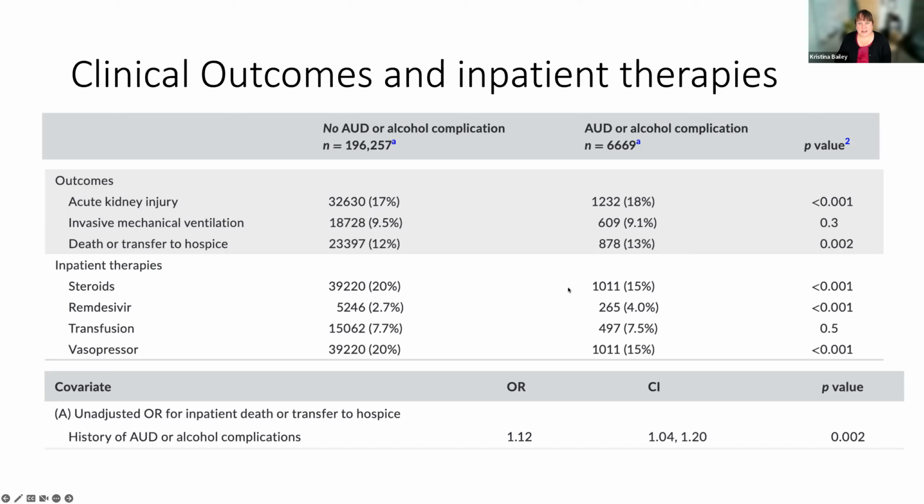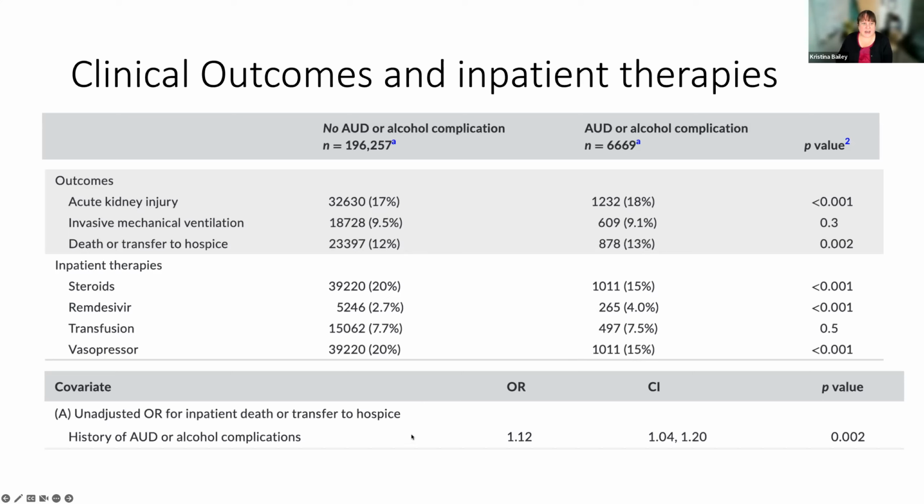For whatever reason, those with alcohol use disorder were less likely to get steroids during their hospitalization. They were more likely to get remdesivir treatment, which was a little bit surprising to me, since I would have thought that this might actually be lower in those with alcohol use disorders, especially if they had cirrhosis or elevated liver function tests. Transfusions were the same, and those with alcohol use disorders were slightly less likely to be on vasopressors.